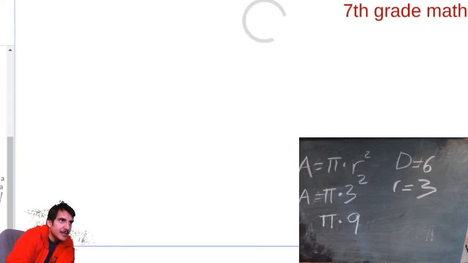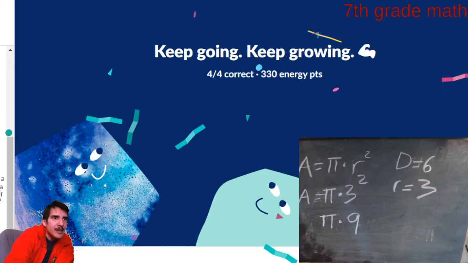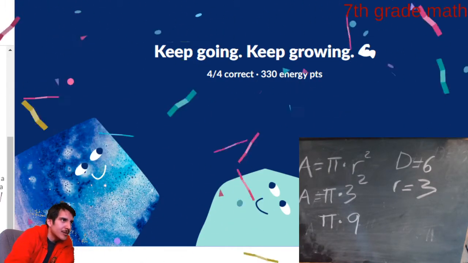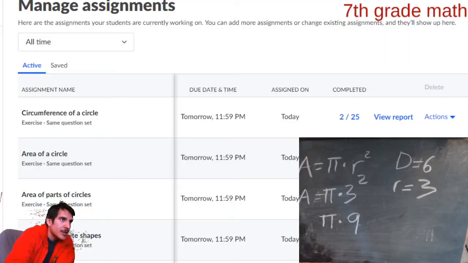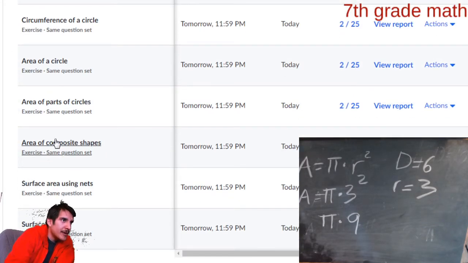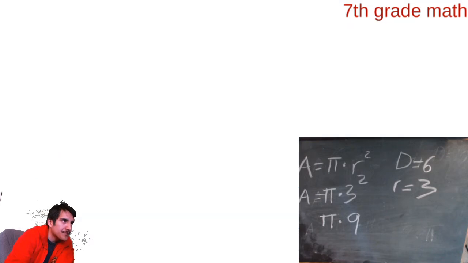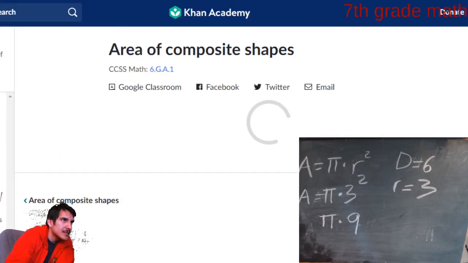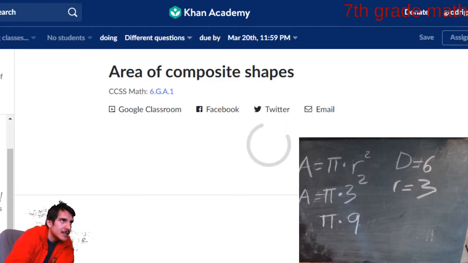And that is it. Wow, that was quick. We're at 31 minutes. We're still going to do a little bit more, guys. Let's do area of composite shapes. That way we'll only have 2 to do tomorrow. Okay? Sound good? There we go.